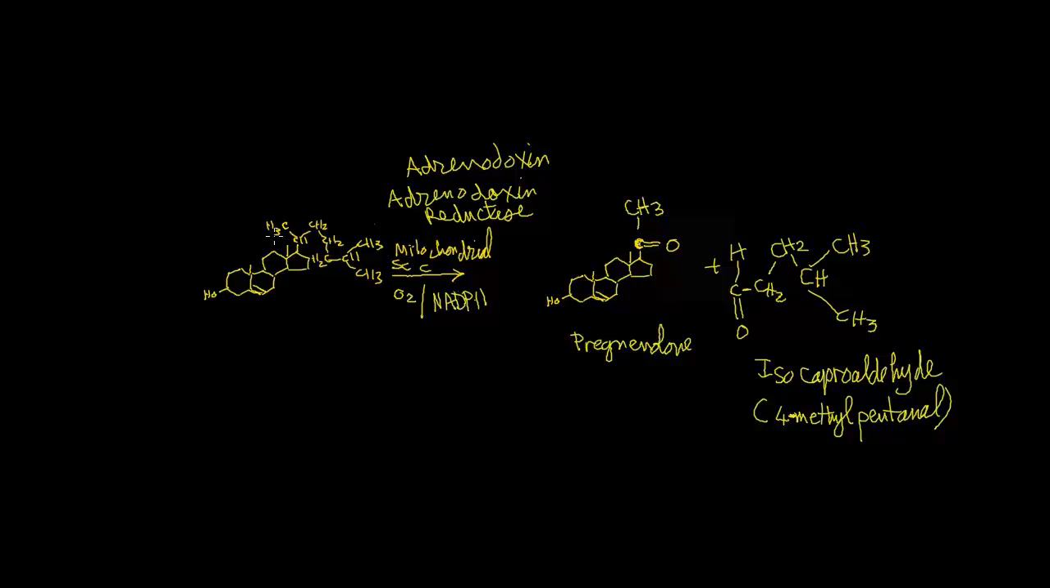So in this step, cholesterol is cleaved between carbon 20 and carbon 22 by the side chain cleaving enzyme, which is a mitochondrial enzyme, in an oxidation reaction that needs oxygen and NADPH, and produces pregnenolone and isocaproaldehyde. And we synthesize all steroid hormones from the 21-carbon pregnenolone.